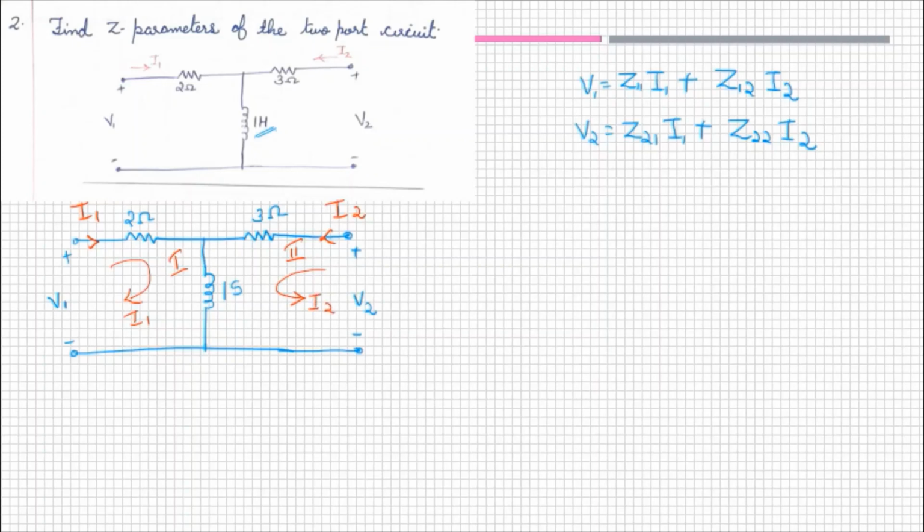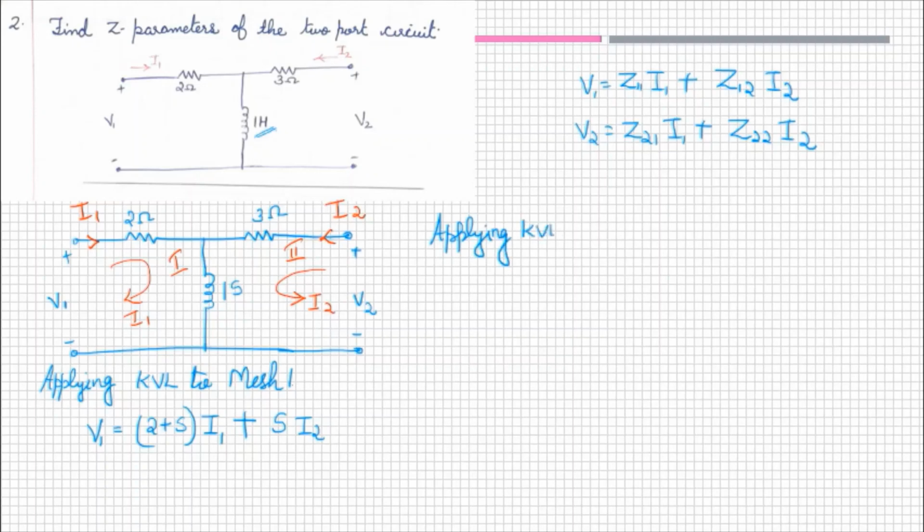Now apply KVL to both the meshes. Applying KVL to mesh 1, we will get the equation as V1 is equal to (2 plus S) into I1 plus S into I2. Then the next step is applying KVL to mesh 2. We will get the equation as V2 is equal to S into I1 plus (3 plus S) I2. Mark it as equation number 1 and this one as equation number 2.